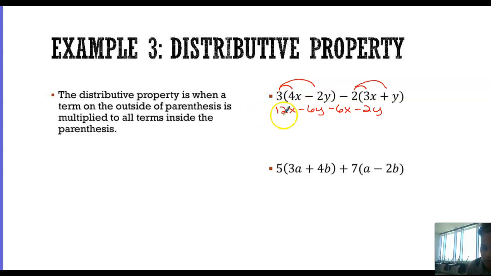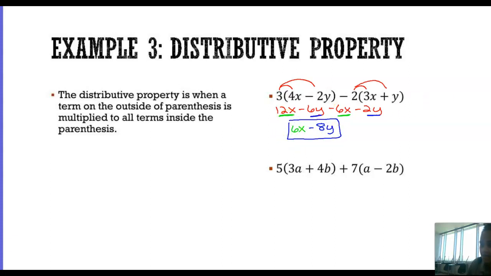Anytime you get a problem and you notice, hey, these have like terms, go ahead and combine them together. So 12x minus 6x would be just 6x. And then let's combine the y's. Negative 6y minus 2y is negative 8y. So that's my final answer.